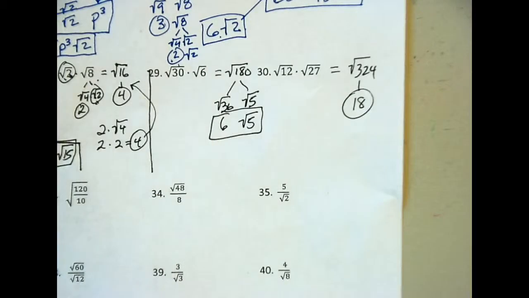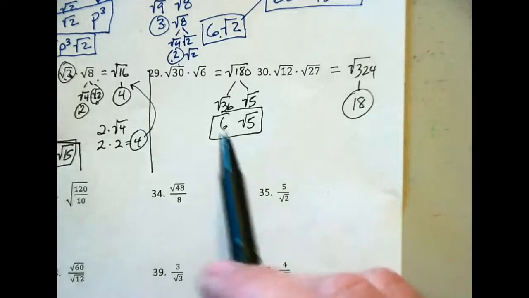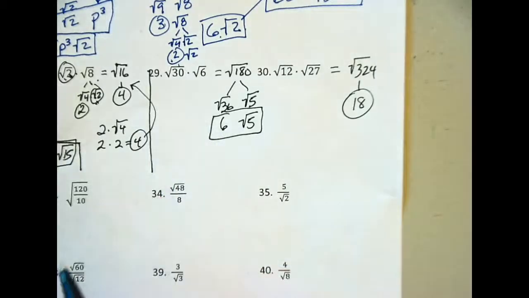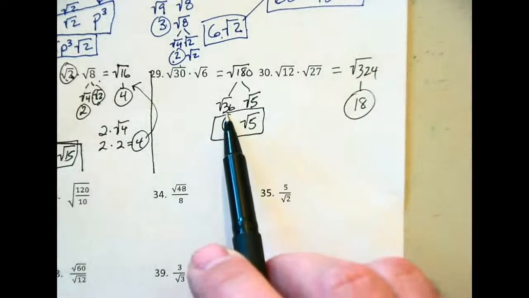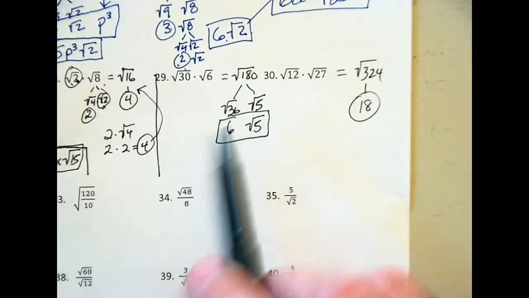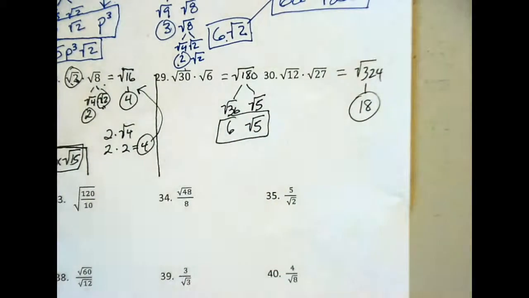Are you a D 36 and 5? Huh? 36 is, we're gonna split it right here. 36 is 6 times 6. He's just joking. All right, any other questions?